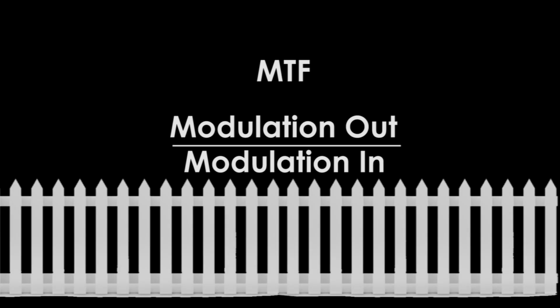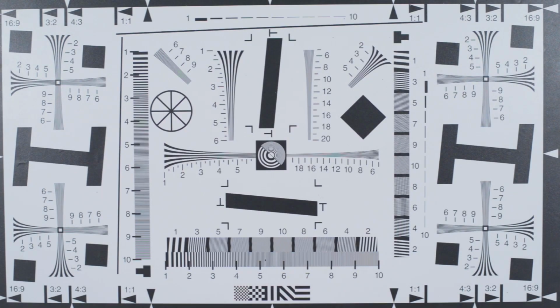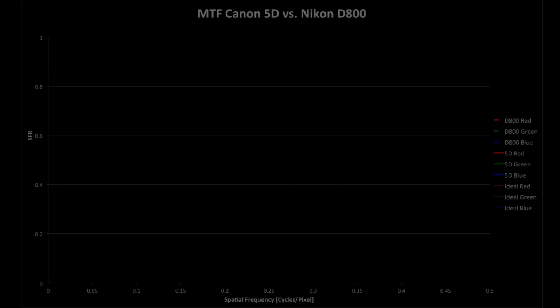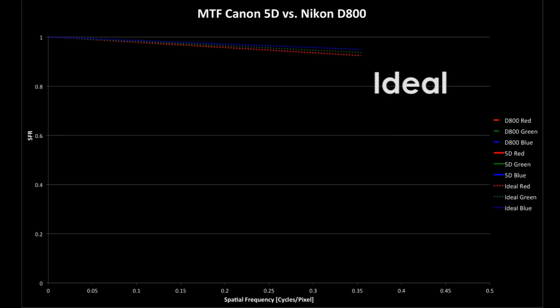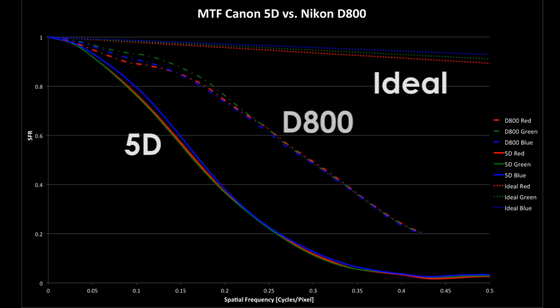In scientific definition, the MTF is the modulation out over modulation in, where modulation is the black to white difference. Using the slanted edge on the chart shown here, the MTF can be graphed. Here is the plot of an ideal lensed system. Here is the 5D, and here is the D800.